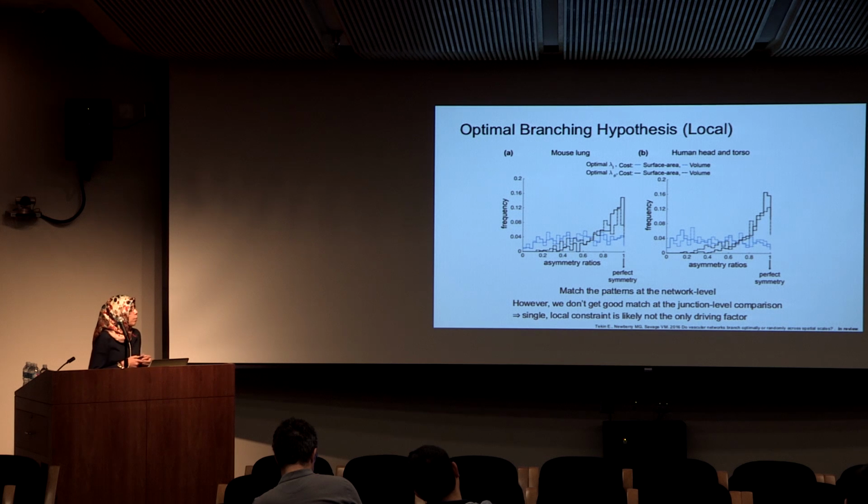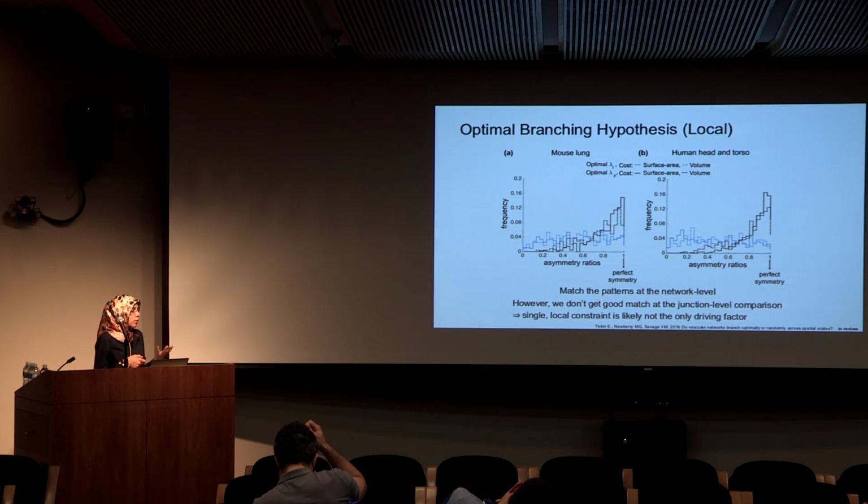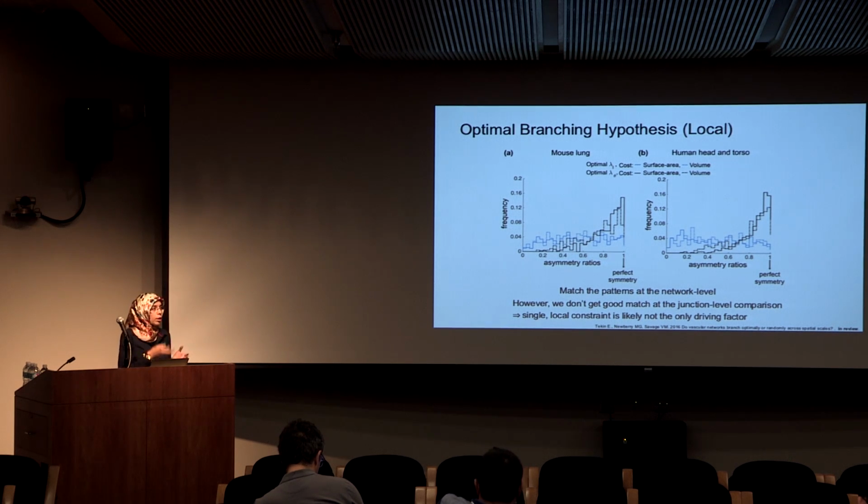So for the optimal branching hypothesis, when we plot similar distributions for the branching angles and the length asymmetry ratios, we find that the optimal branching hypothesis matches the patterns at the network level with the empirical data. But we don't get a good match at the junction level comparison, which I didn't include a plot of here. These are really local constraints, so we concluded that a single local constraint is not likely the only driving factor. We may need to go beyond the local, or include several constraints together, to get a better match with the empirical data.